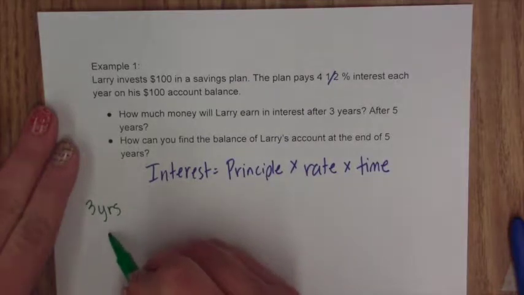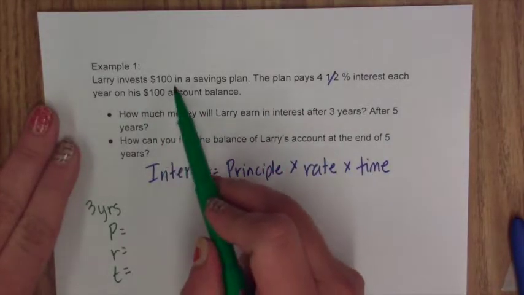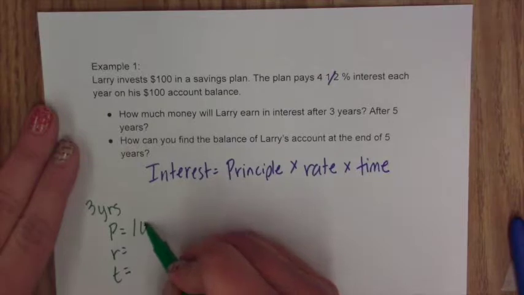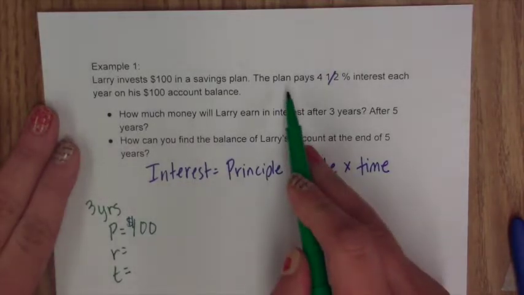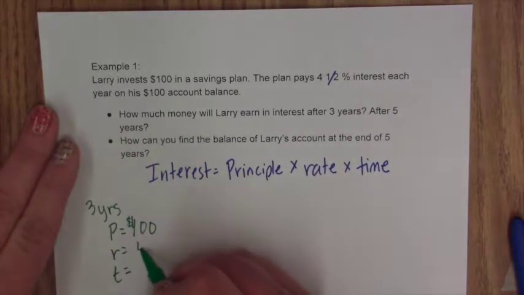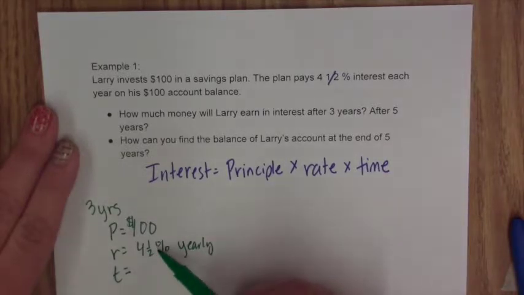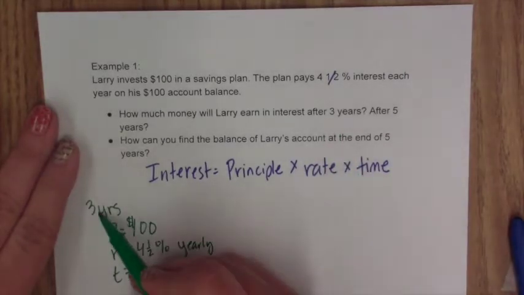All right, so we need to identify what our principal is, what our rate is, and what our time is. If we go up here, it says he invests $100. So that 100 is our principal. Our rate is the 4.5% interest each year. So I'm going to put 4.5% yearly. It's important that we put a time with this because we may not have something that pays out at the end of each year. Maybe it's after a certain amount of months. So it's important for us to know so we can make that work with our time. And so our first one, we're doing our 3 years.